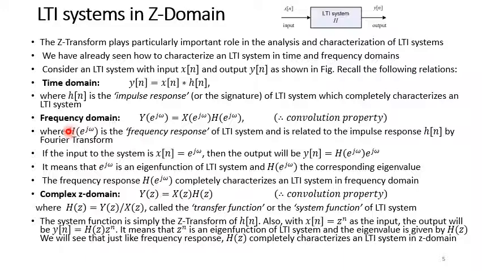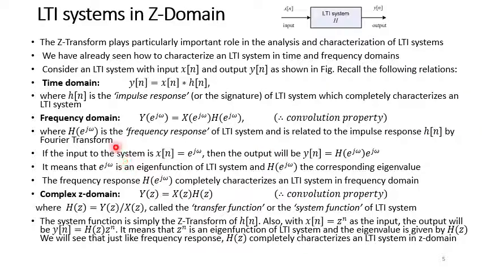And you understand, H of e^(j omega) is basically the frequency response of the LTI system, and it is related to the impulse response h of n by the Fourier transform. So that means if we take the inverse Fourier transform of H of e^(j omega), we'll get the impulse response, right? When we go from frequency domain to time domain, you just use the inverse Fourier transform, or the synthesis equation, or synthesis formula, right?